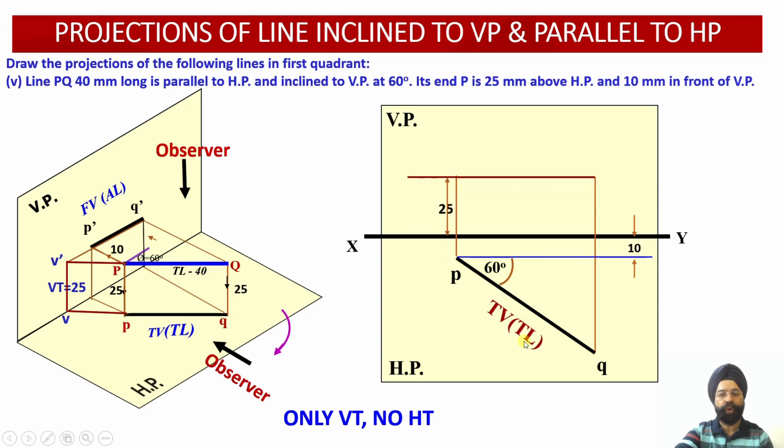We have mentioned true length over here. Then in order to draw the front view, you can see the distance of this line above the horizontal plane is 25. So we have left 25 millimeter over here.